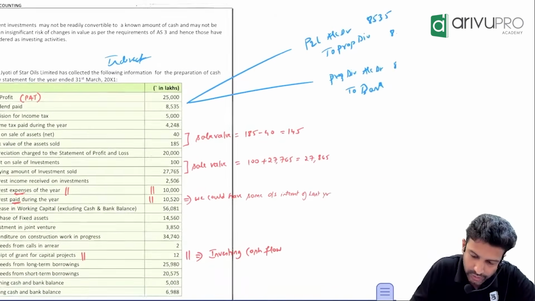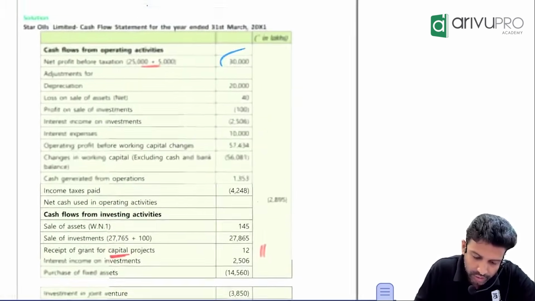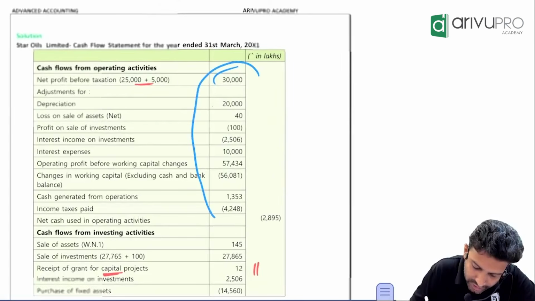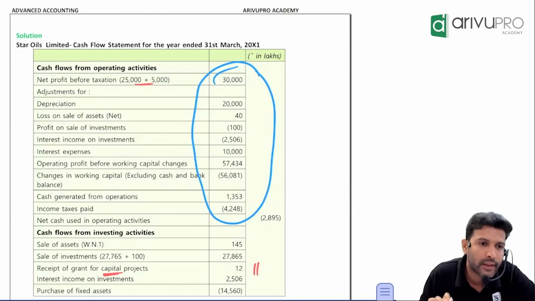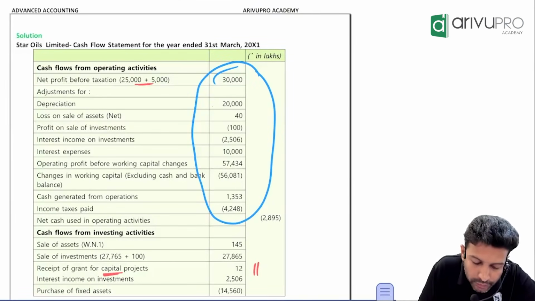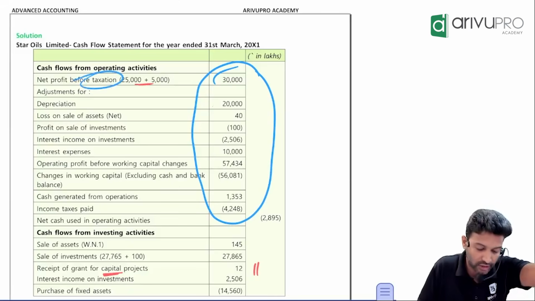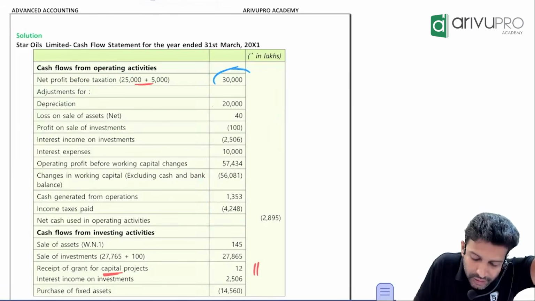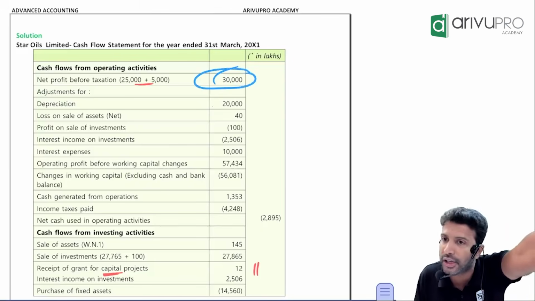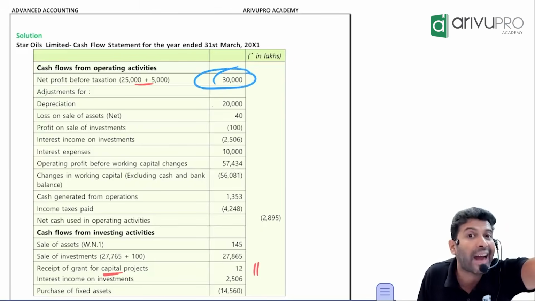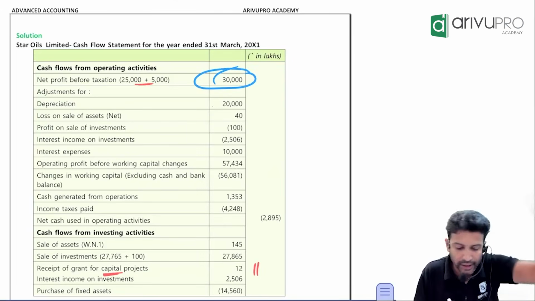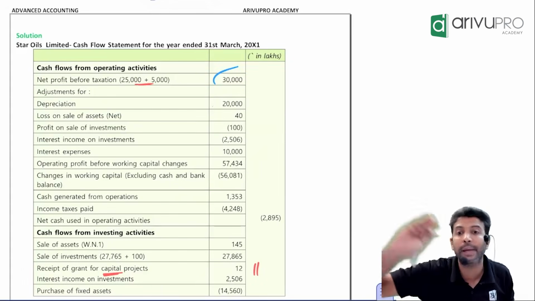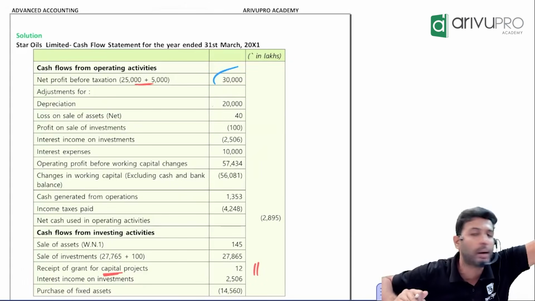Check again, this is the question. See here, 8535, are you seeing it anywhere here? They have not done it. Why? Because we took profit before tax. That's it. Suppose we had taken profit after all adjustments. If we had started with profit after all adjustments, then what would we have done? Added back the dividend. So depending on the profit, the plus or minus will keep changing. It will vary from problem to problem.